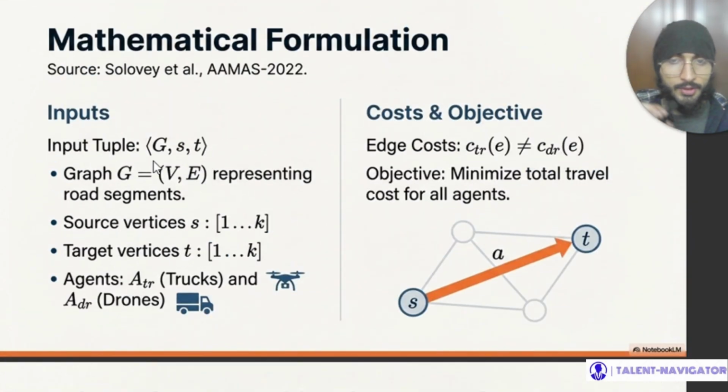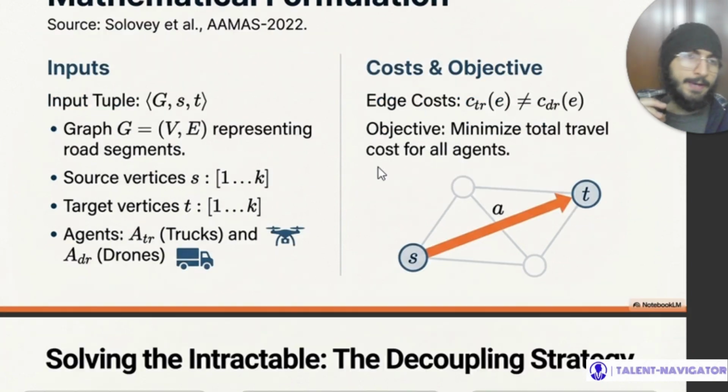Right, now the mathematical formulation. We have inputs G, S, T, where G is the graph with vertices V and edges E representing the road segments, source vertices S from 1 to K, and target vertices T from 1 to K. Agents are A_TR, the truck, and A_DR, the drone. Then we have the cost and objective function. For edge costs, C_TR(e) is not equal to C_DR(e); that is, the edge costs of the truck and the drone are not equal. The objective is to minimize the total travel cost for all agents.